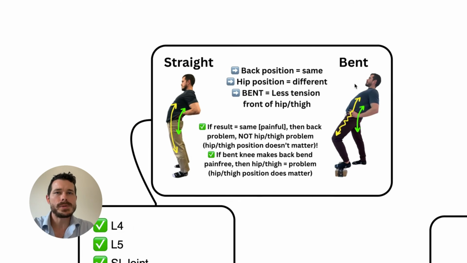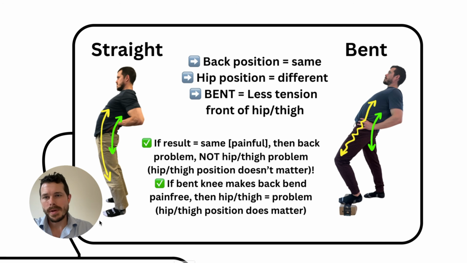Now let me explain why, so it's clear. You have a back bend here, your legs are straight. You have a back bend here, your leg was bent. We did these tests. The back position, shown in green here, is the same. The hip position is different, denoted by the yellow line. You can see in the bent knee scenario of the back bend, there is less tension, as denoted by the squiggly yellow line, on the front of the hip or thigh.